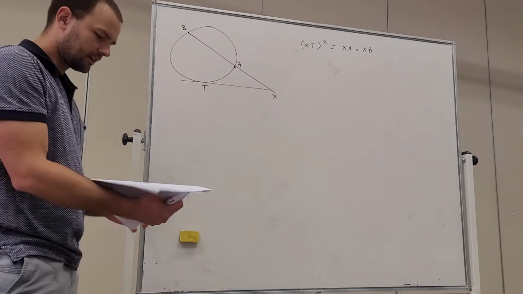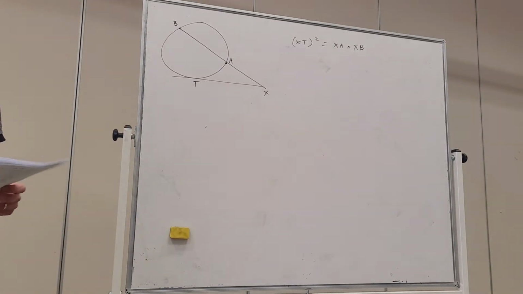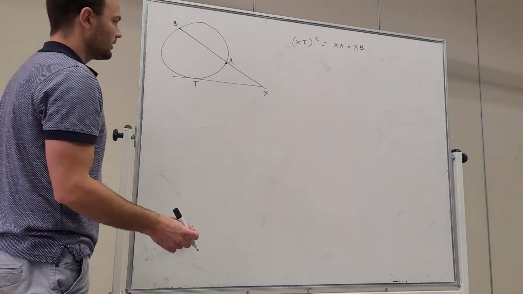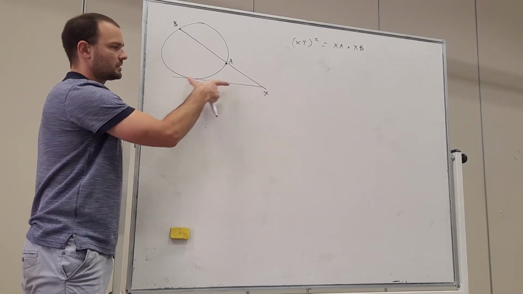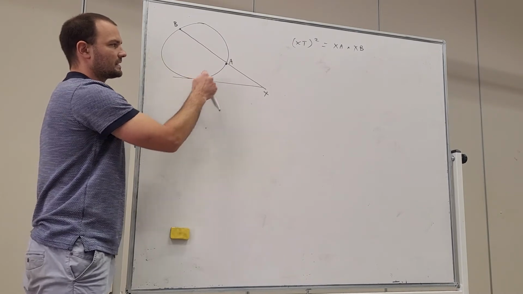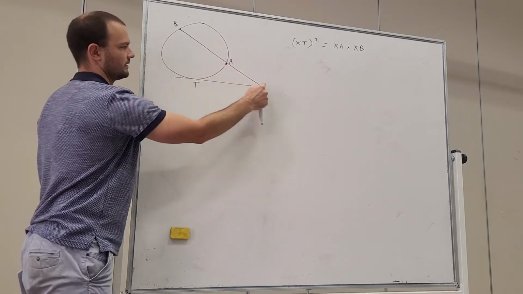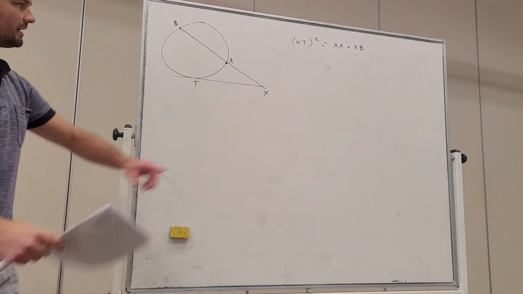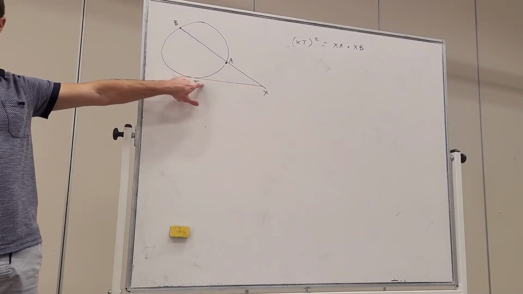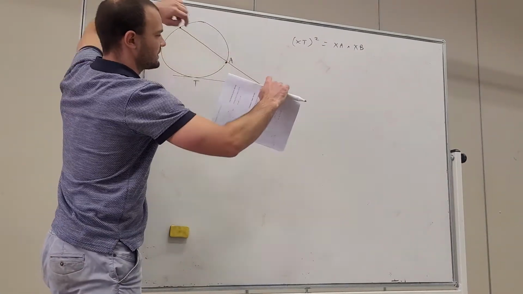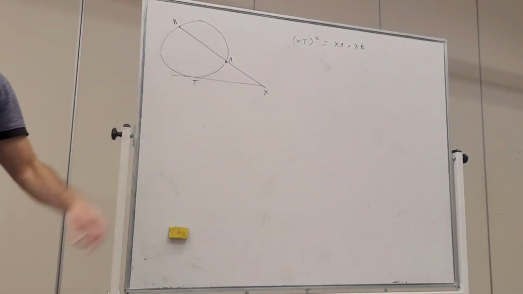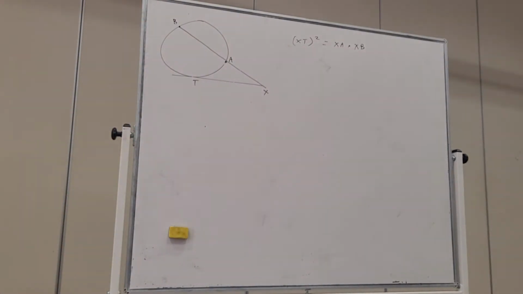This time we're applying the secant tangent theorem. So here's what a tangent is. Okay, we've said tangent is perpendicular at that point, and a secant is like a chord, but it's extended. Now the rule here is that this length xt squared is equal to xa, so that length, times xb, the whole length.